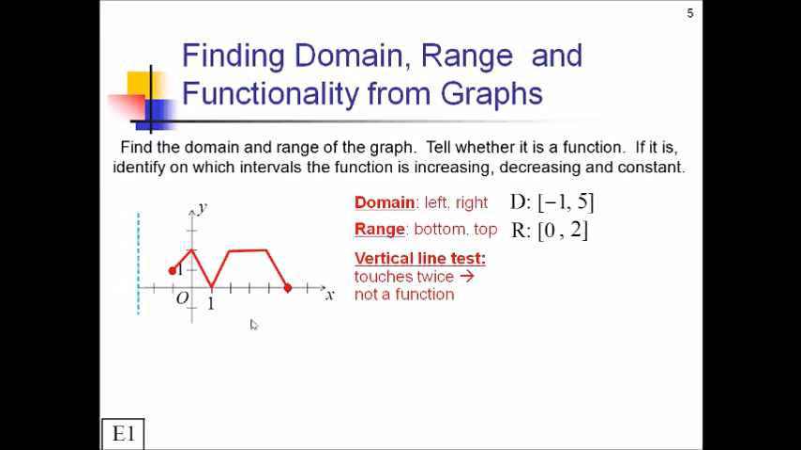So here we go. And are we touching twice anywhere? Nope, it does not look like we are. So if you don't touch twice anywhere, that's a good thing. That means we passed the vertical line test, and this is indeed a function.